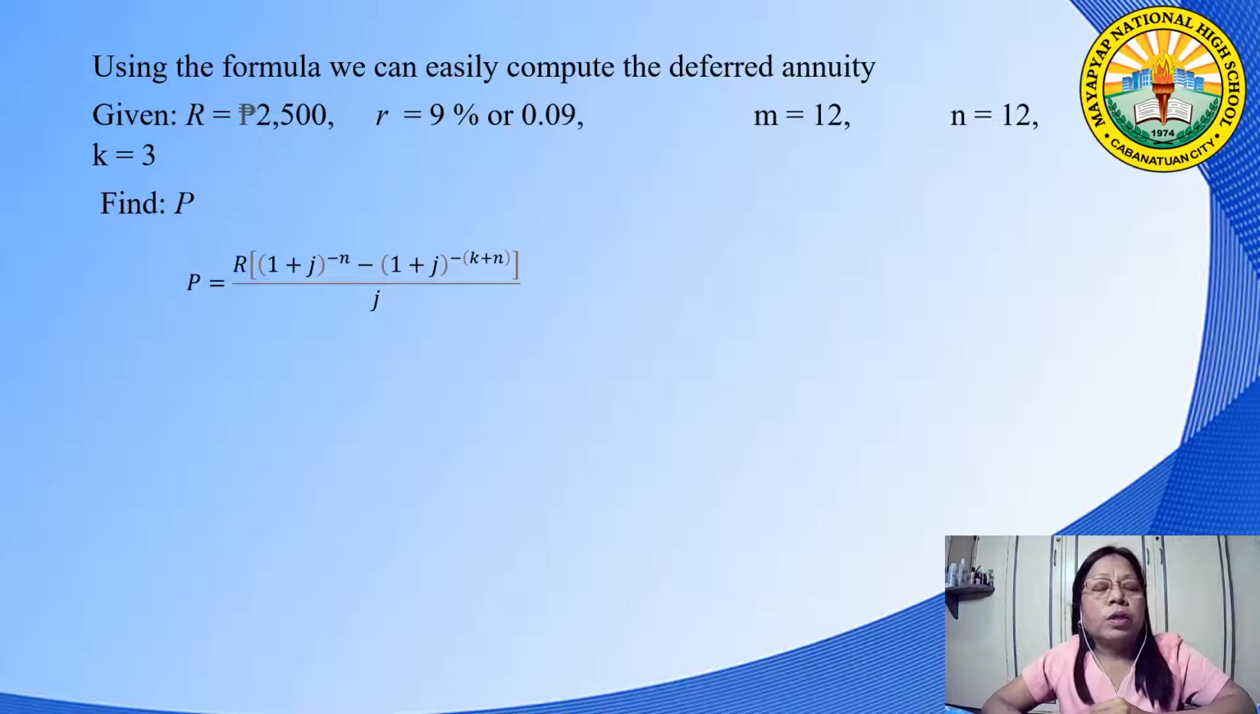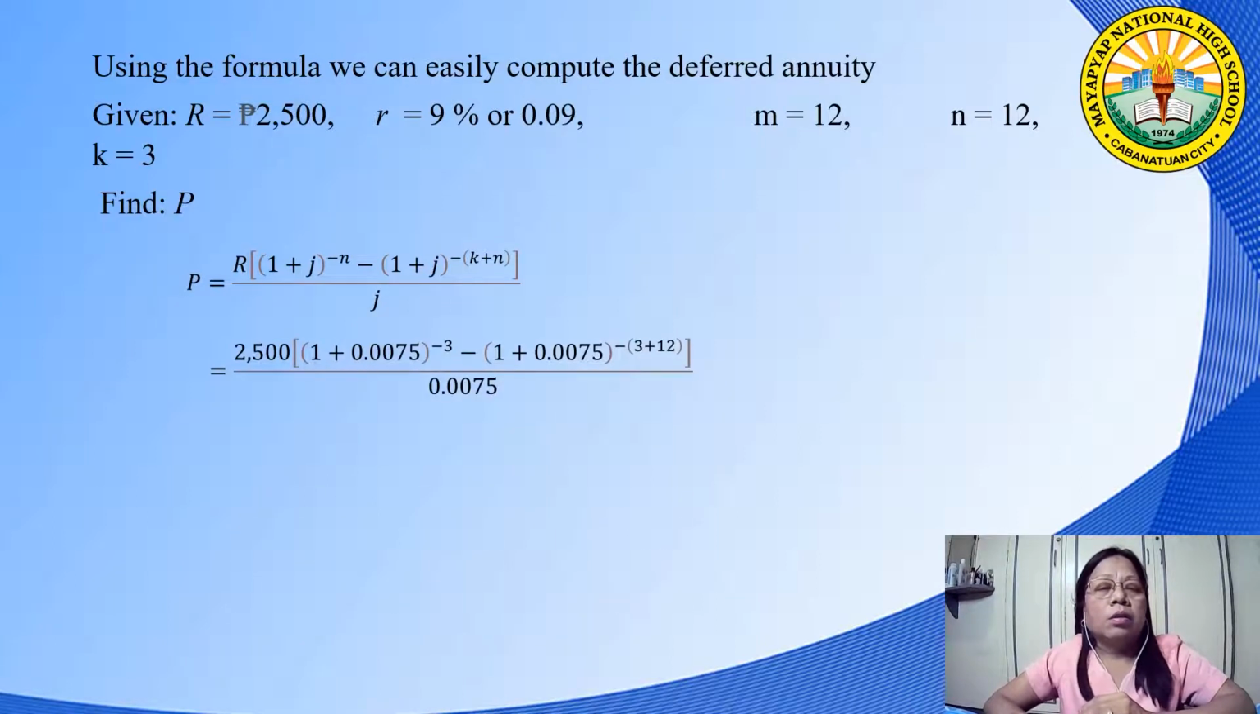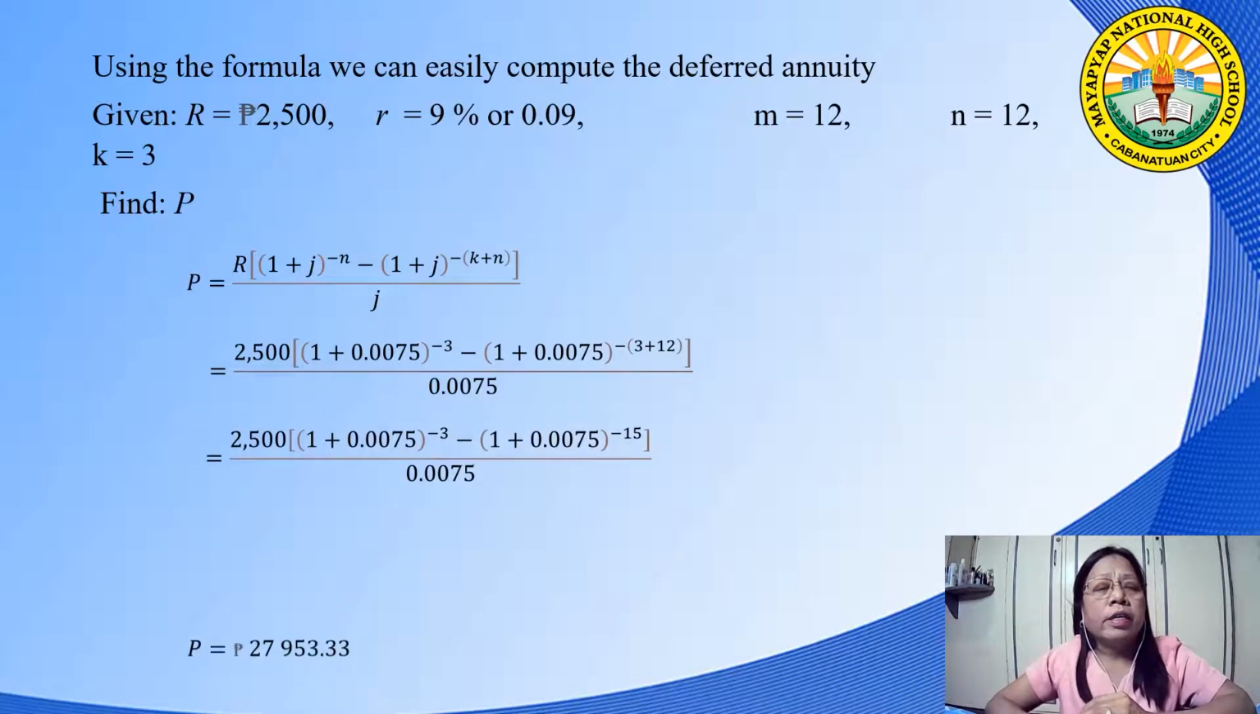So P equals R times quantity 1 plus j raised to negative n minus quantity 1 plus j raised to negative quantity k plus n, over j. So substituting all the given values, the value of j, then k and n, also the regular payment, our present value is 27,953.33.